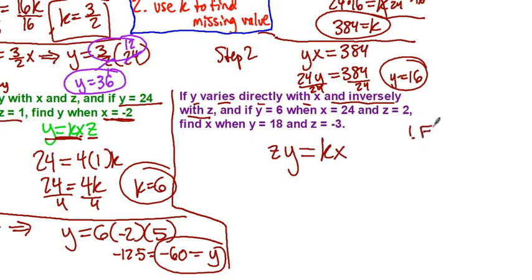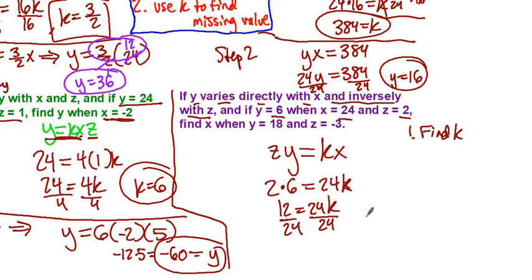First step is always to find k, find what the constant is using, in this case, 3 values given. Before we said 2 values. Since we have 3 variables here, we need 3 values. So y equals 6, x equals 24, z equals 2. So z is 2 times y is 6. We don't know k, but we do know x is 24. Okay, that's going to be 12 equals 24 times k. Sorry, I should have said k right there. If we divide by 24, we're going to get k is equal to 12 over 24, which reduces to 1/2. So there's our first step.